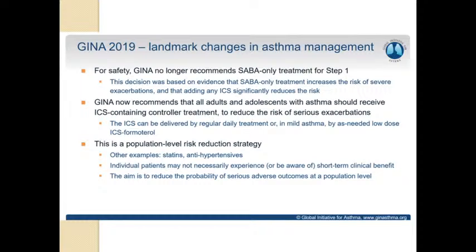So for safety, GINA no longer recommends SABA-only treatment for step 1. GINA now recommends that all adults and adolescents with asthma should receive inhaled corticosteroid-containing controller treatment to reduce the risk of serious exacerbation.